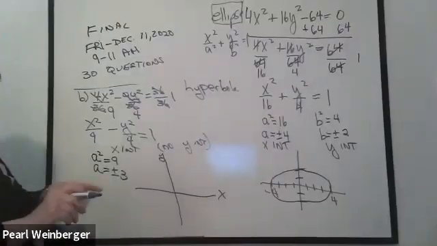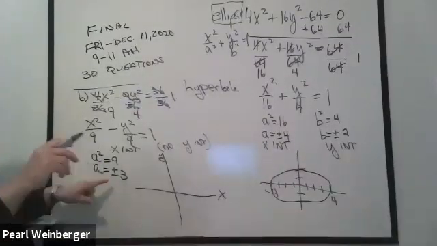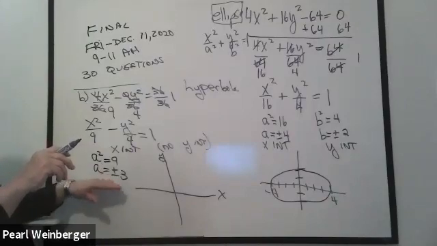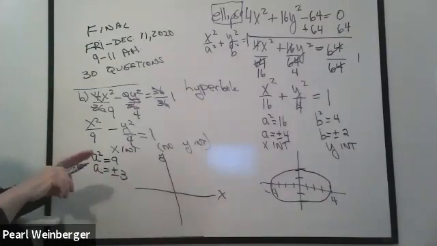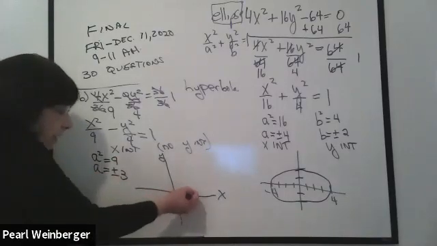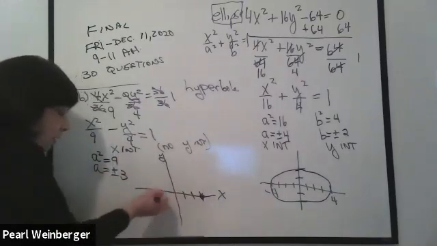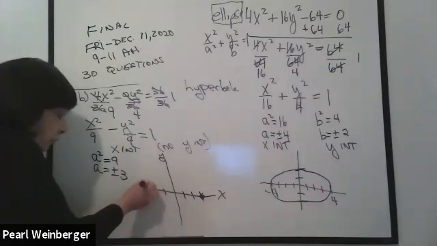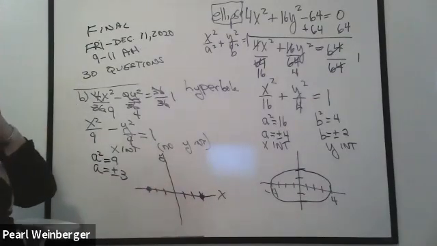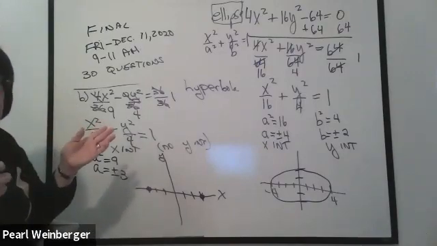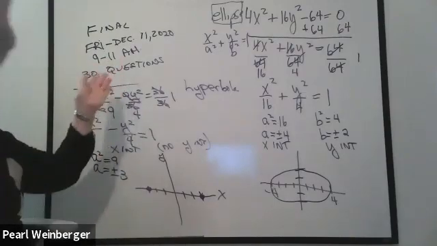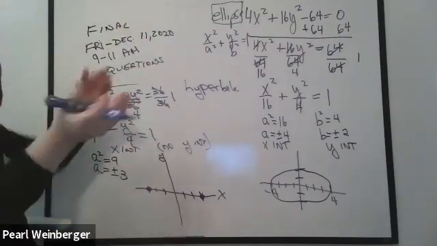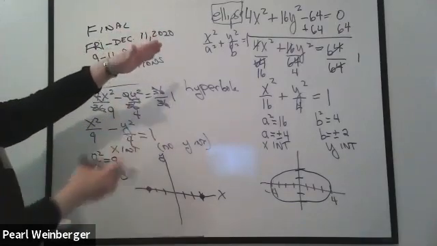Okay, so in this case, we're going to have our hyperbola crossing the x-axis, but it will not cross the y-axis. So we're going to have x-intercepts, one at 3 and one at -3. And remember, the hyperbola looks like two U's facing back to back. Sometimes they're back to back sideways. Sometimes they're back to back up and down.